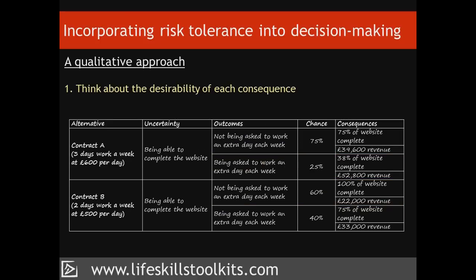1. Think about the desirability of each consequence. Having completed his risk profile, John considers each of the consequences. What he realizes is that completing the website is more desirable to him than the revenue he could earn from either contract. The closer he can get to completing the website, the better.